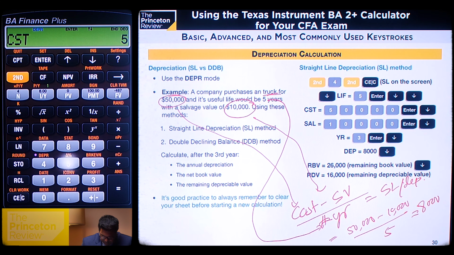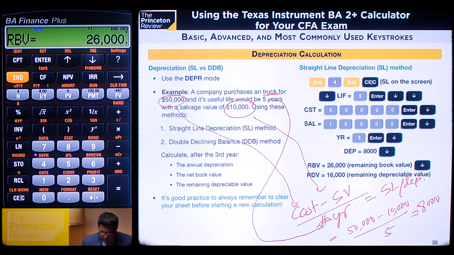Cost is 50,000, enter, down. Salvage value, which is SAL, is 10,000, enter, down. Which year I need the depreciation for? That's YR. I need it for the third year, enter, down. Shows you the depreciation right away.